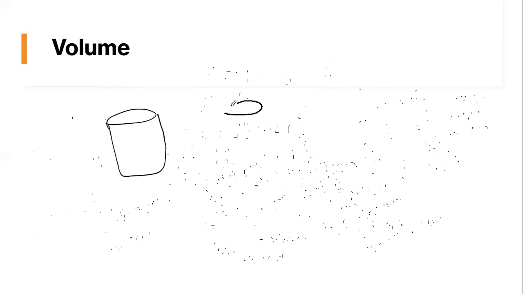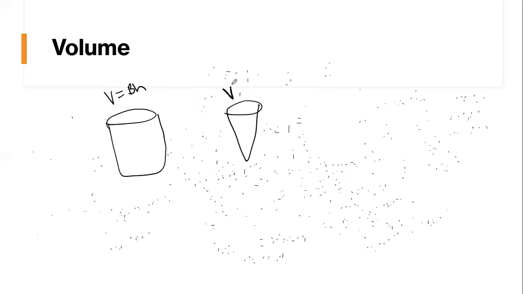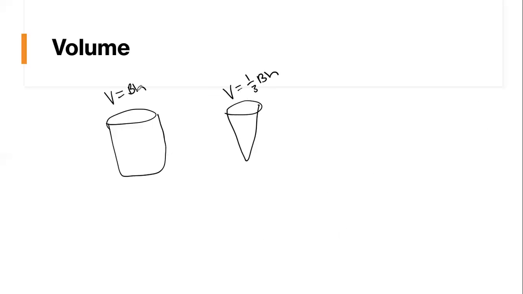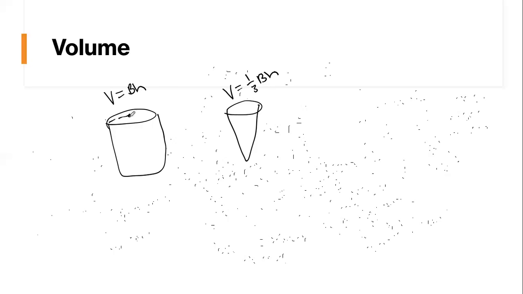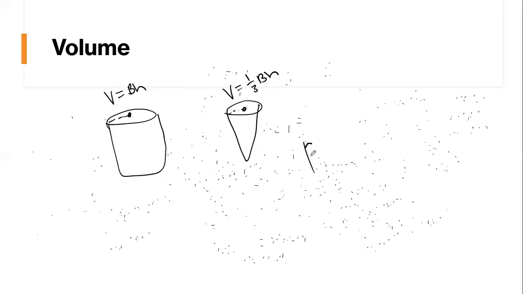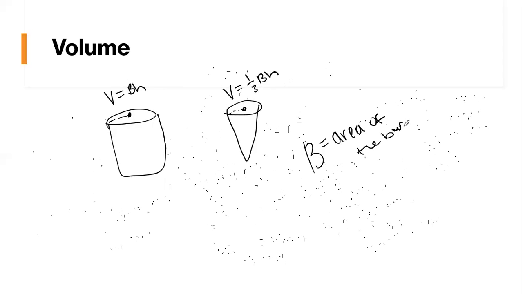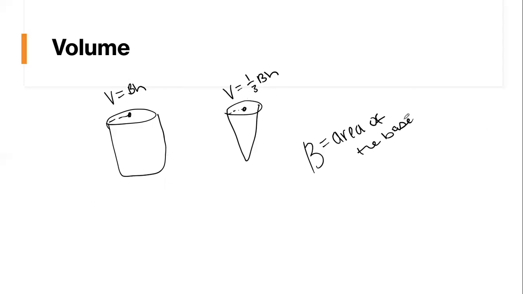Volume, just remember for volume, for a cylinder and a cone, the formula for a cylinder is V equals capital B times H, and for a cone V equals 1/3 capital B times H. Well, that capital B, I can't stress this enough. The capital B stands for the area of the base. Area of the base, not diameter, not radius, it's not circumference. It stands for the area of the base.